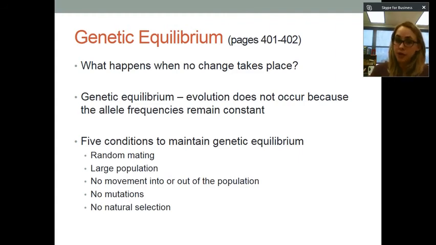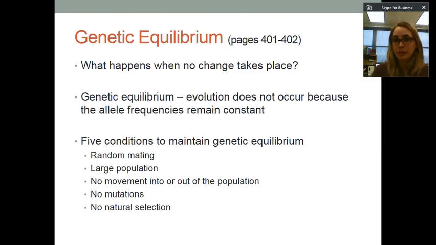Genetic equilibrium is the last thing we're going to talk about, and that is what happens when evolution does not occur because all of the allele frequencies remain constant. There are 5 conditions required to maintain a genetic equilibrium: random mating, a very large population, and no movement into or out of the population, meaning nobody leaves and nobody new comes in. There are absolutely no genetic mutations and no natural selection.